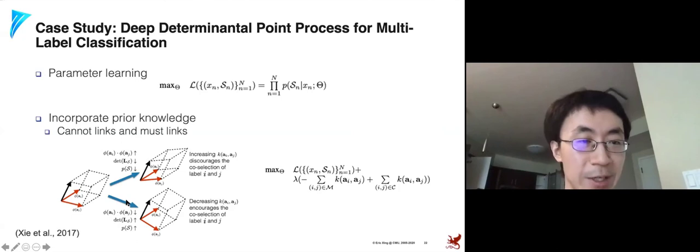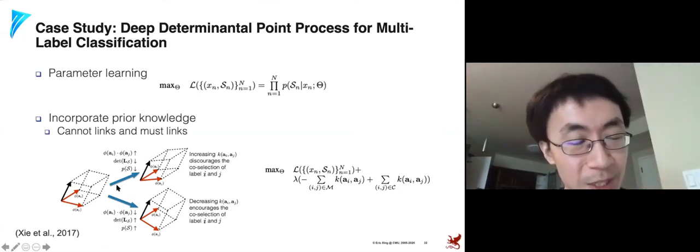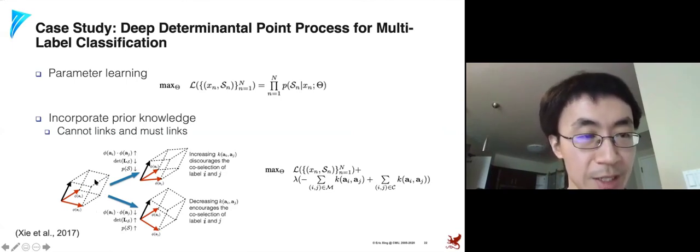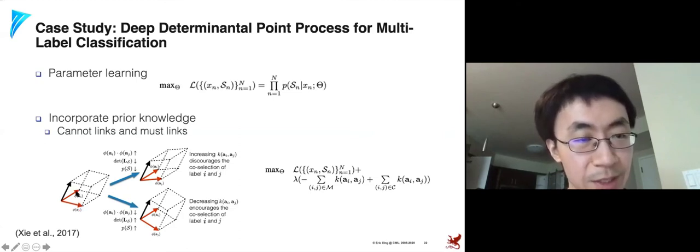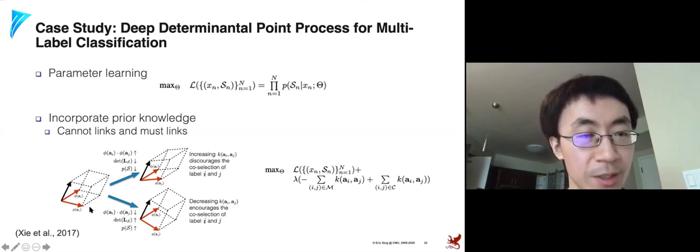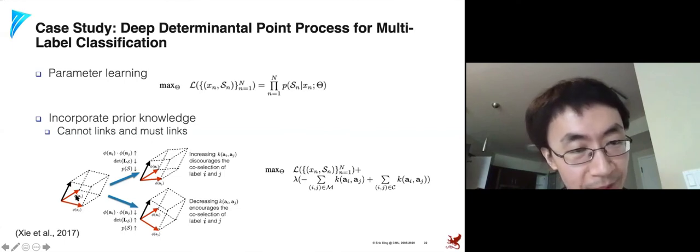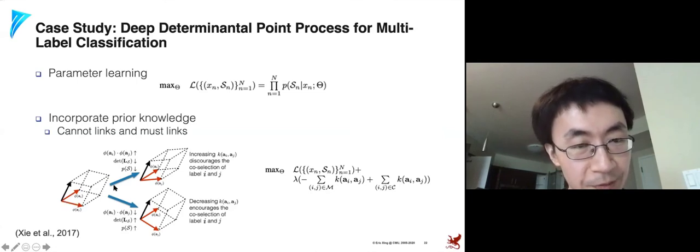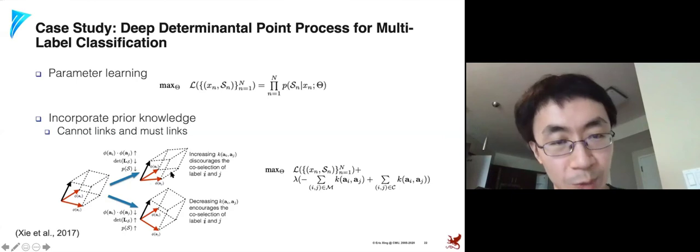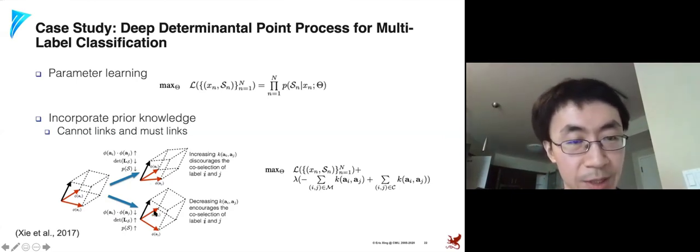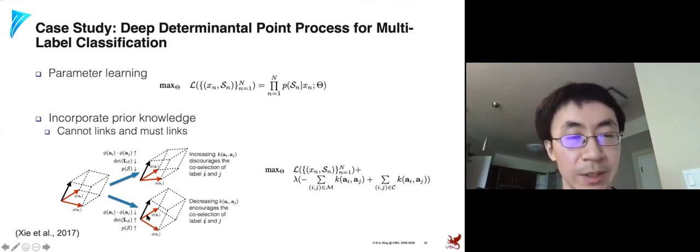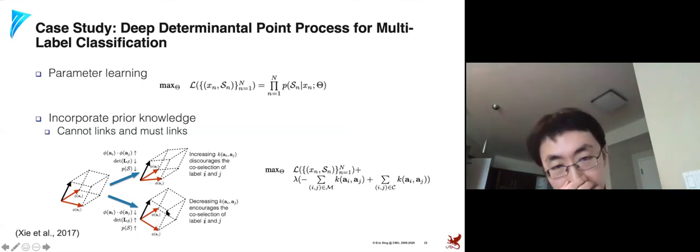Let's get back to the geometry perspective. Remember that the DPP is proportional to the determinant of the submatrix indexed by the elements in a subset. And this determinant of the submatrix is basically the volume of the parallelepiped formed by the vectors in this subset. Also note that for two items, if they are similar to each other, which means that the inner product between them is larger, then the volume is going to decrease, and the DPP probability is going to decrease. On the other hand, if the two items are more different from each other, which means that they have a smaller inner product, then the volume of the parallelepiped is going to increase, and the probability is going to increase. This is the geometric property of DPP.